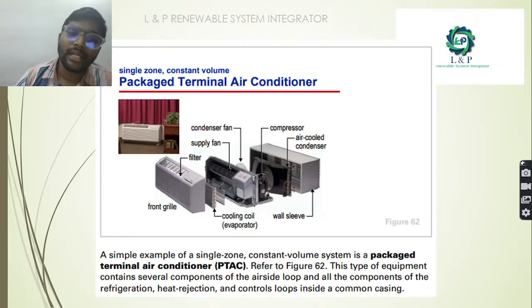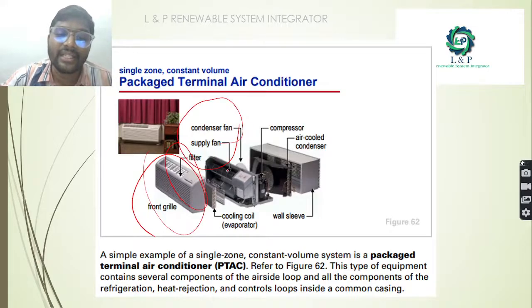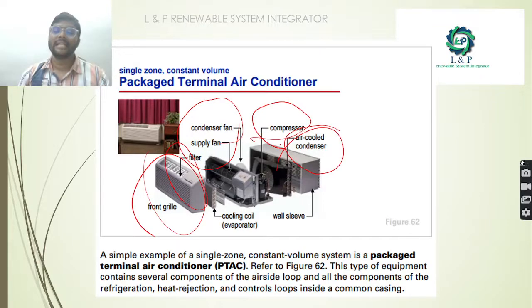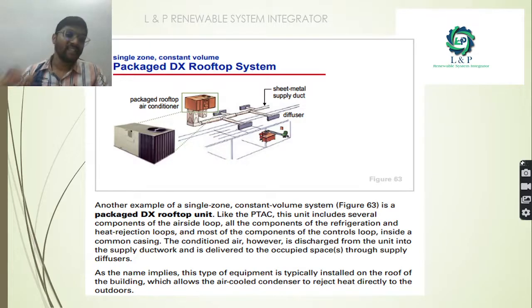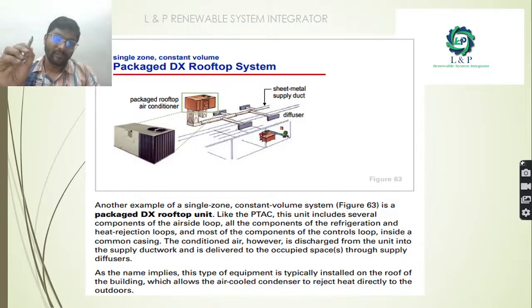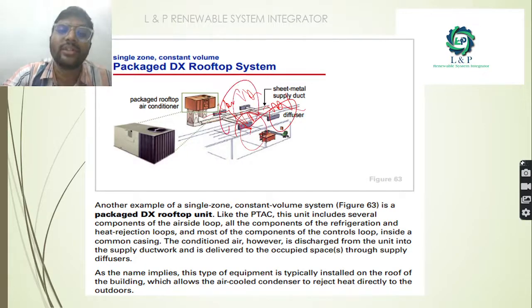In the single zone constant volume type, we also have another example, that is packaged terminal air conditioners. As you can see, these are the front grill and these are the filters. We have a condenser and the supply fan inside it, and we also have the compressor and the air cooled condensers inside it. As you can see here in the packaged DX rooftop system, we have a different deck. We have VAVs on different floors, and with the help of diffusers we are supplying the air to the concerned rooms.